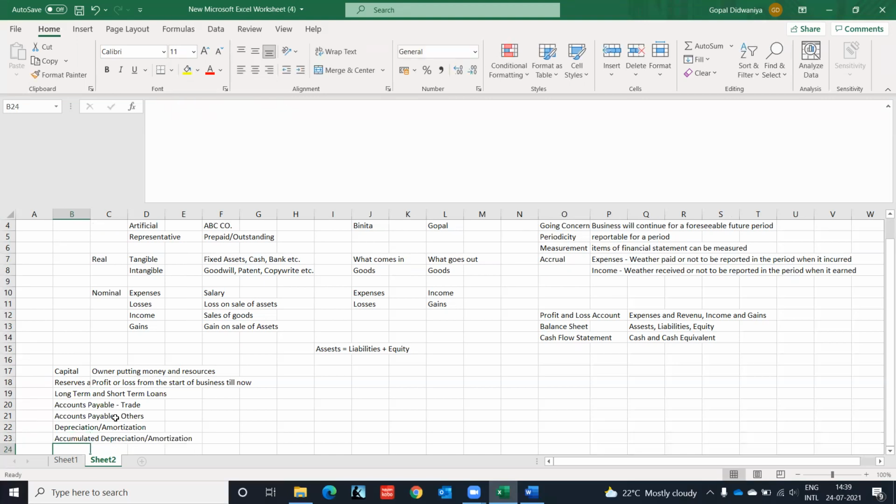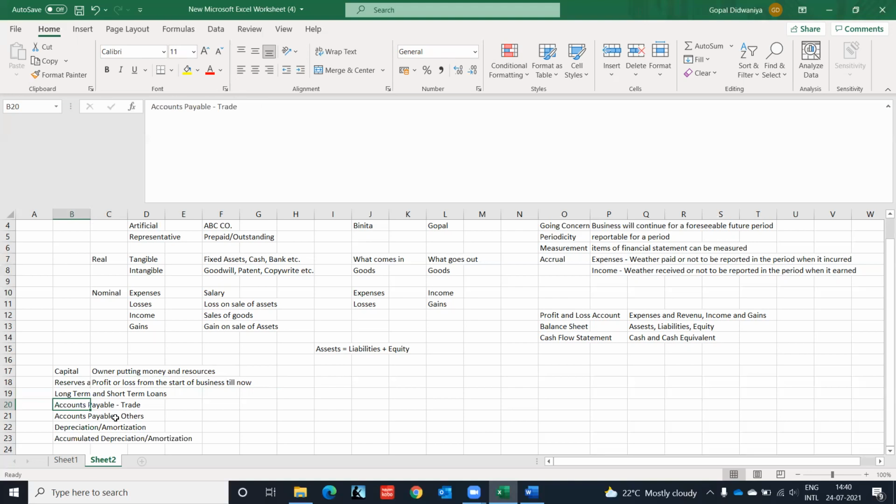So capital is the owners putting in money and resources. Reserves and surplus is profit or loss from the start of business till now. Long-term and short-term loans: by name you can understand. Long-term means more than 1 year, and short-term means less than 1 year. Then accounts payable trade is when you do business with your suppliers.